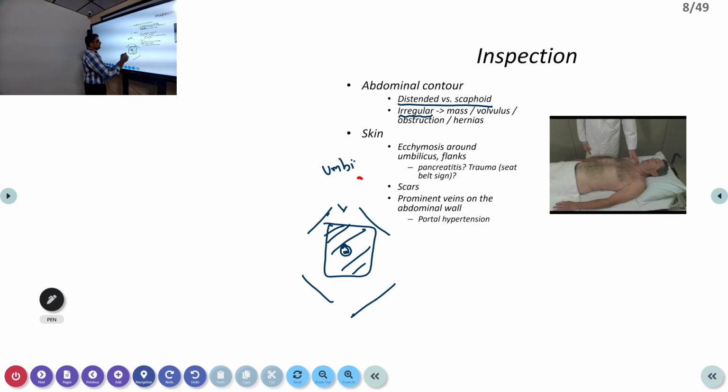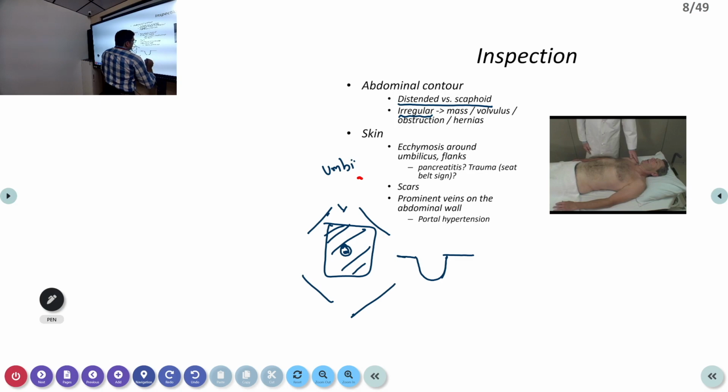Okay. Also, if the patient is obese and the abdominal distension is because of the obesity, the umbilicus will not be everted. It will be a deep umbilicus. Okay, a deep well-like umbilicus will be there. It will be inverted like this. If this is the abdominal wall, this is the umbilicus, it will be a very deep umbilicus.